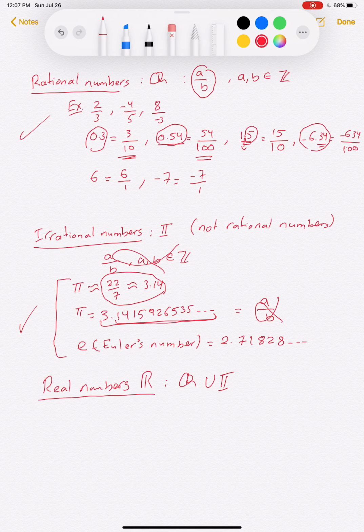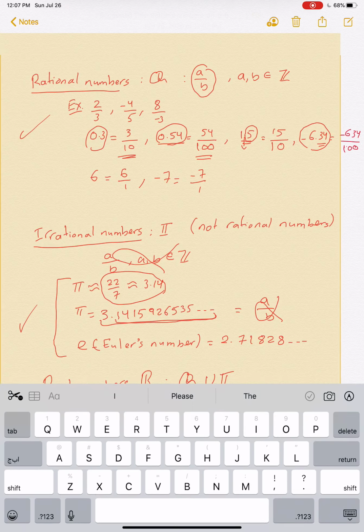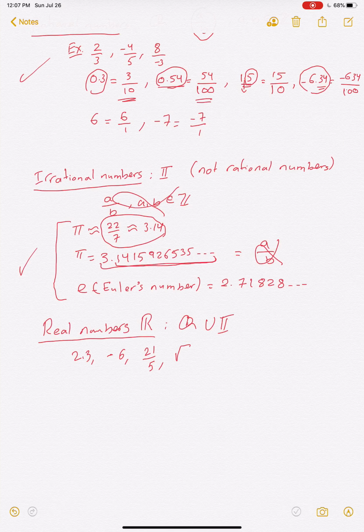So any number like 2.3, -6, 21 over 5, square root of... oh sorry, I forgot to talk about square roots here in the set of irrational numbers. By the way, square root of 2 is considered to be irrational.